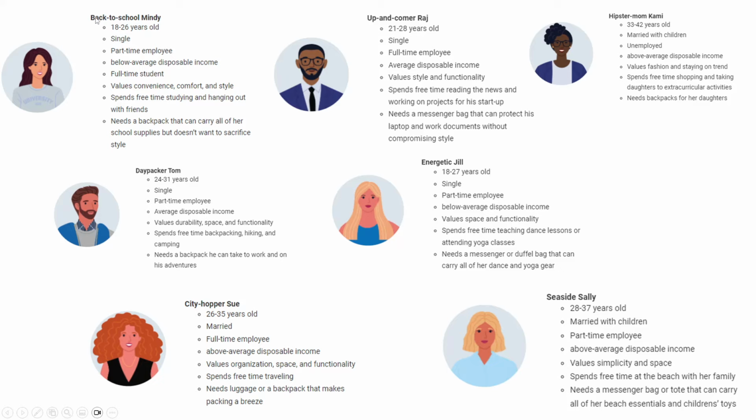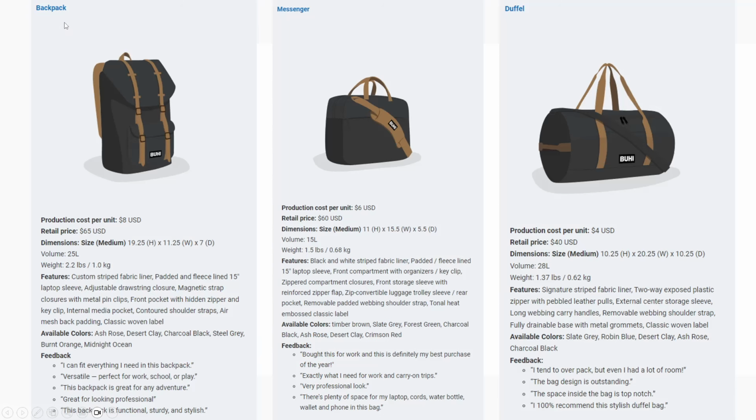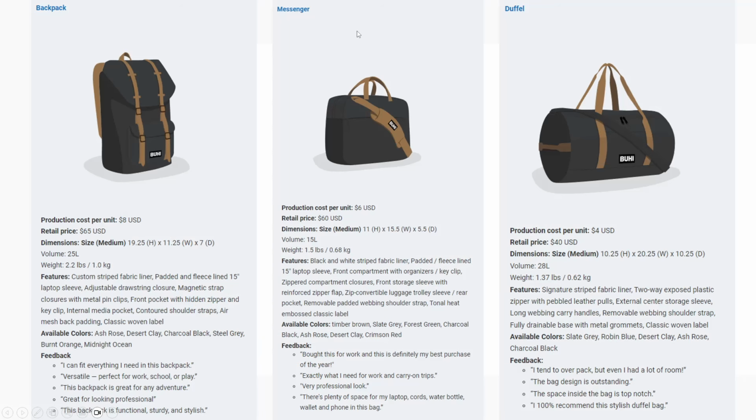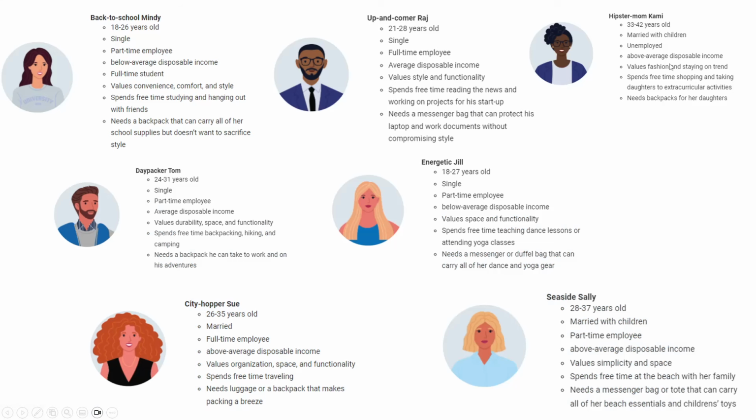So for example, back to school Mindy needs a backpack. So you'll want to target backpacks for her. Up and comer Raj needs a messenger bag. So you'll probably want to be targeting him with a messenger bag and so forth. And then you'll also want to look clearly at what they value, what their interests are, what their demographics are, because this is going to help you target them in your campaigns.